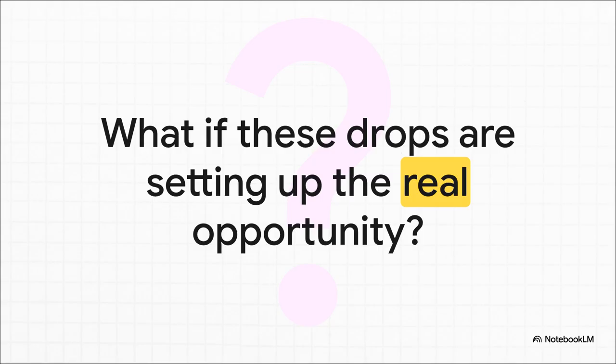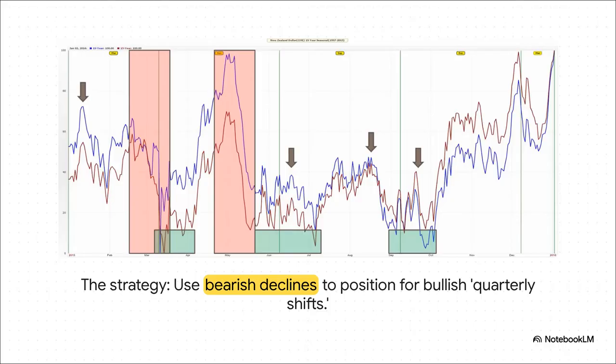What if those drops we saw, the ones in Feb and May, what if they aren't just a signal to sell? What if their real job is to engineer the perfect setup for the best buying opportunity of the quarter? And that, my friends, is the big idea. The whole strategy is to see these bearish periods coming, not just so you can short them, but so you can get ready. You use them to position yourself for the huge bullish runs that tend to follow.